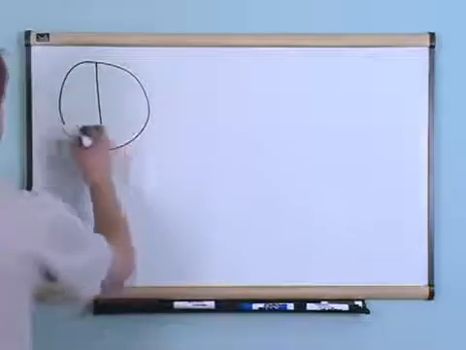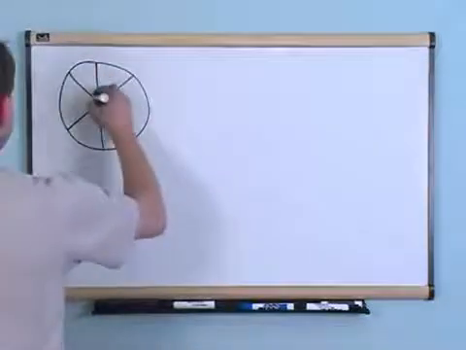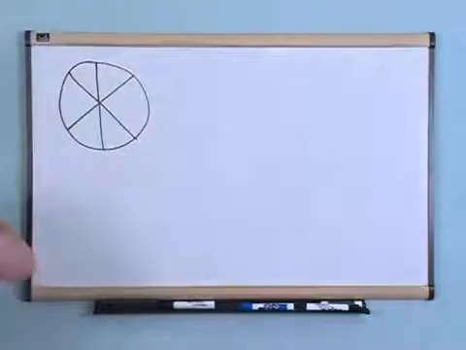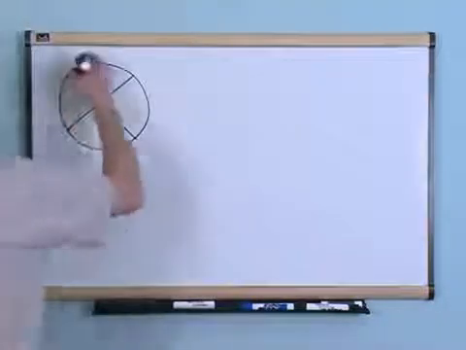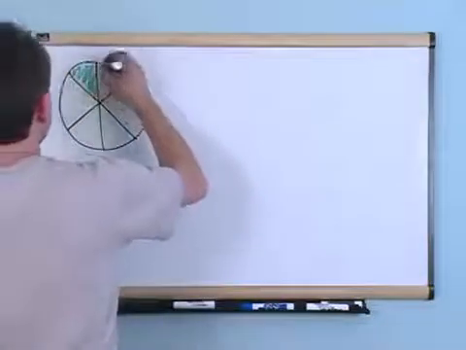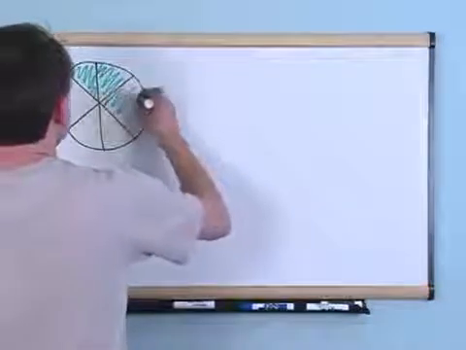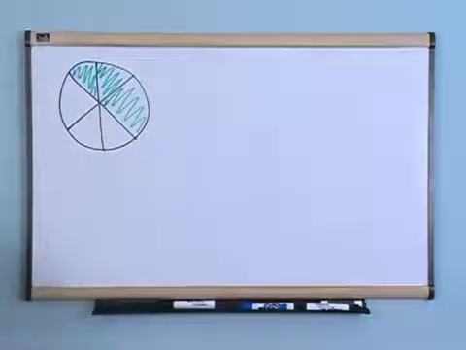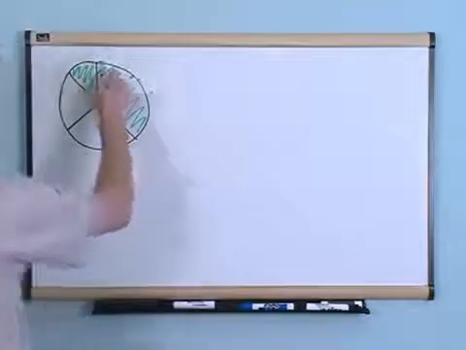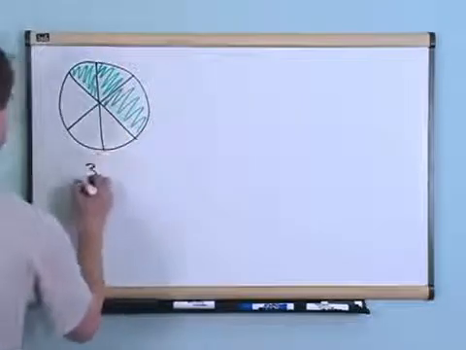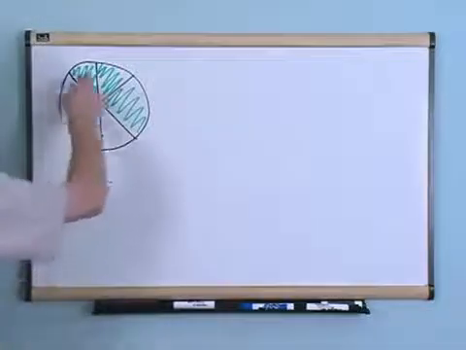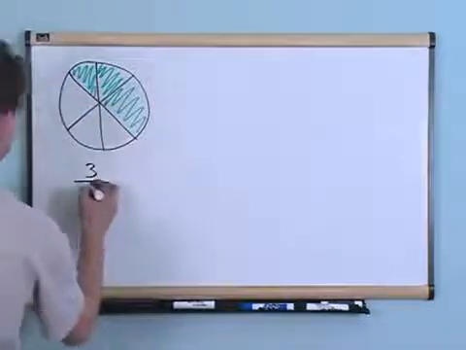I'm going to divide it up into 6 pieces, like I usually do, okay? But in this case, I'm going to take 1 piece here, another piece here, and another piece here. Okay, 3 pieces. What fraction would this be? I've got 1, 2, 3 pieces out of a total possible of 1, 2, 3, 4, 5, 6 pieces.